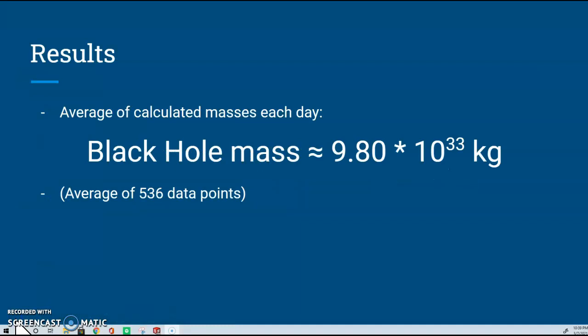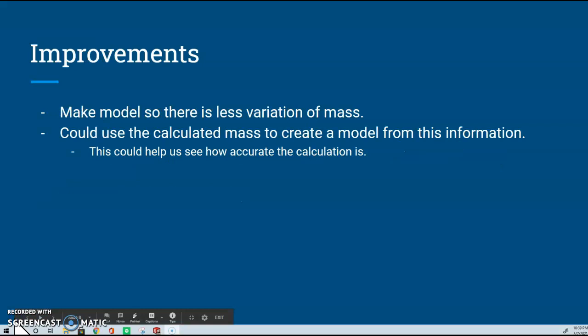This took me to the results of my lab. I took the average of these 536 calculated data points and found the average mass of the black hole to be 9.80 times 10 to the 33rd kilograms. Improvements to this lab could make a model so that there is less variation in masses. Also, I could use the calculated average mass to make a model of this situation and input this mass. I could then compare these two models to see how accurate the calculation is.